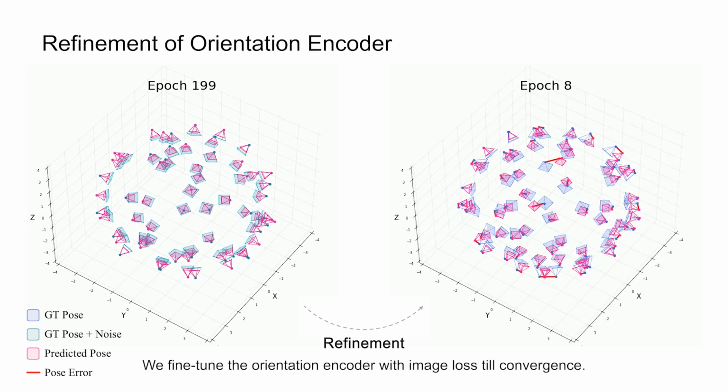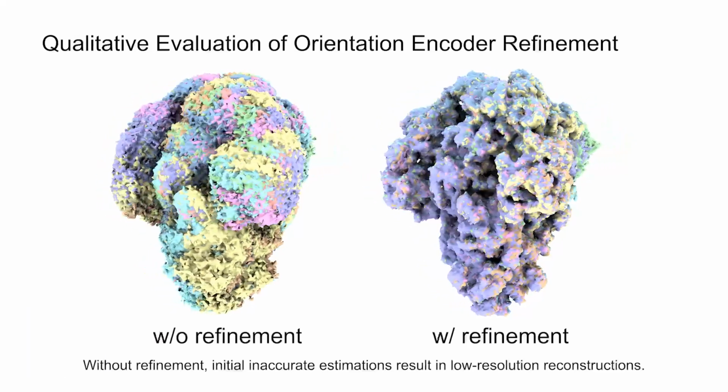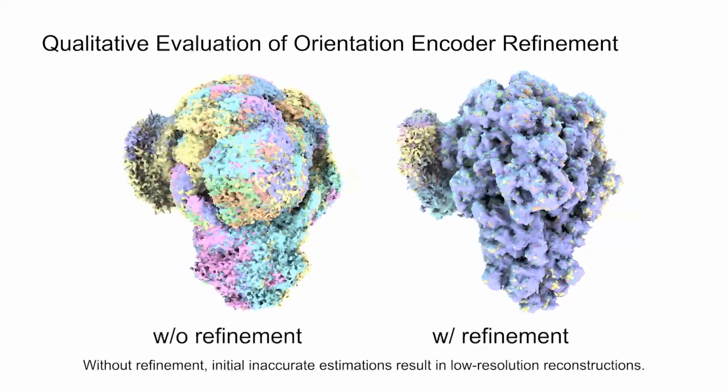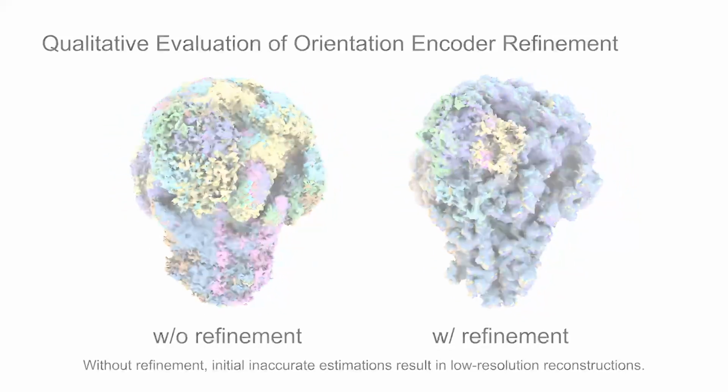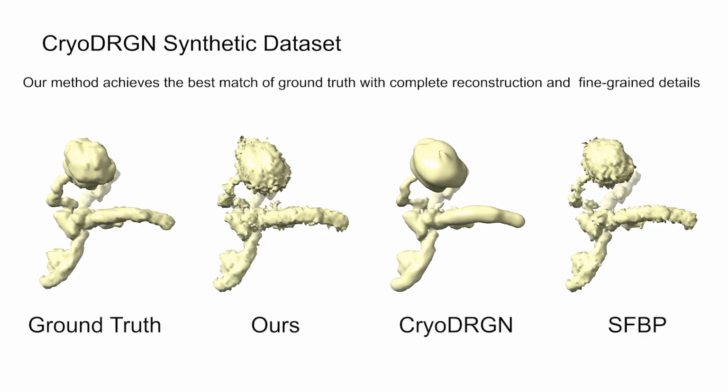During the main training phase of our model, we backpropagate the gradient of the image loss to fine-tune our orientation encoder till convergence. Orientation encoder refinement fixes inaccurate pose estimations and improves reconstruction resolution. We now show our results and compare them with baseline approaches.